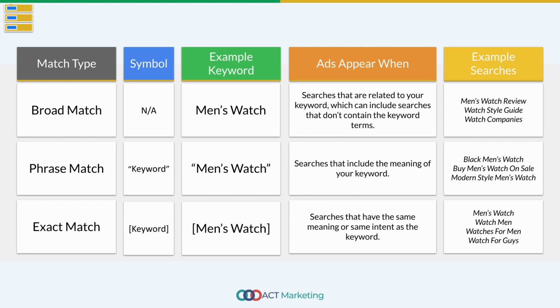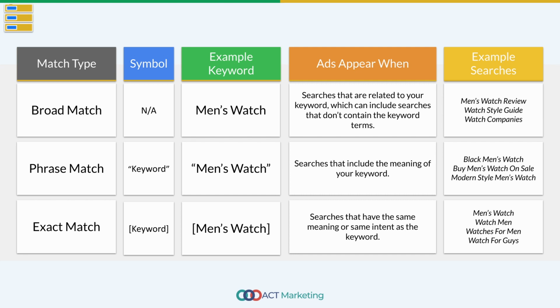When it comes to your products or services, you not only want to think about what your product or service is called, but you also want to think about how a buyer is going to look for those, and use phrase and exact to tell Google, hey, buy or on sale or for sale needs to be in the search term. Otherwise, I don't want to pay for the search, right?